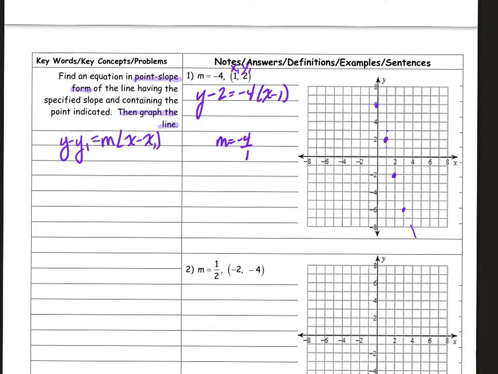It doesn't matter where I start on my line. As long as I know the point is on my line, I can use my slope from there because it's just a step. It starts at that point. Even if I started at my y-intercept, I'm eventually going to land at that point that they gave me, negative 1, 2. So that's how that works.